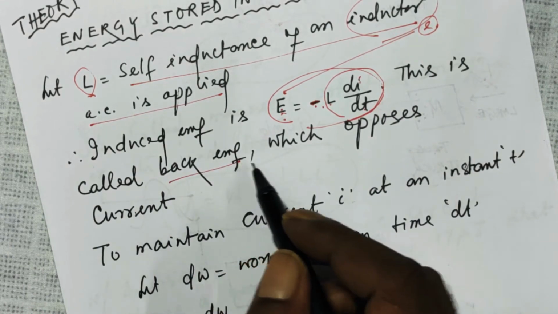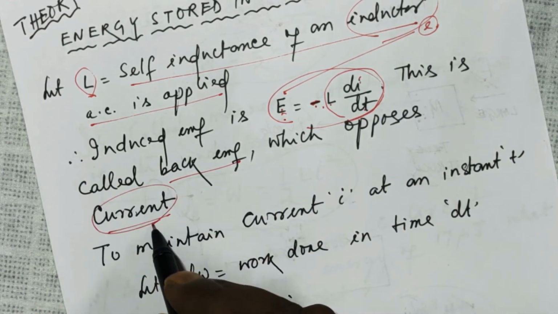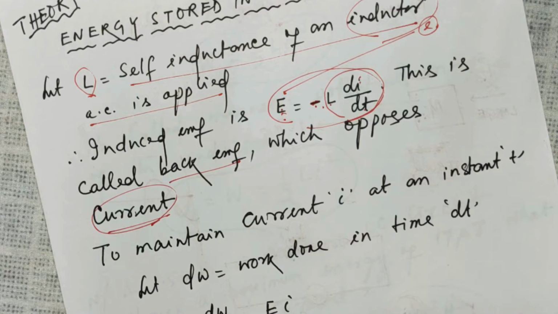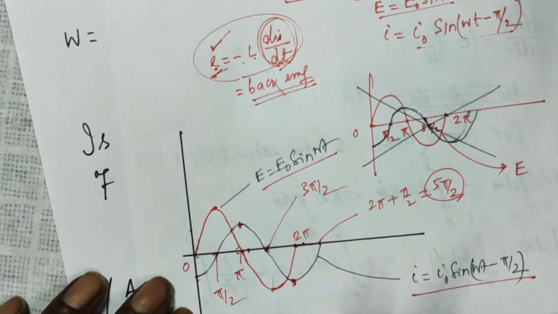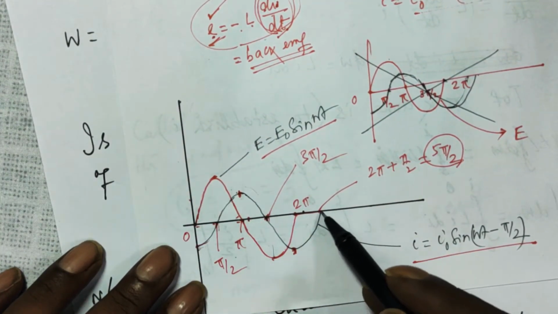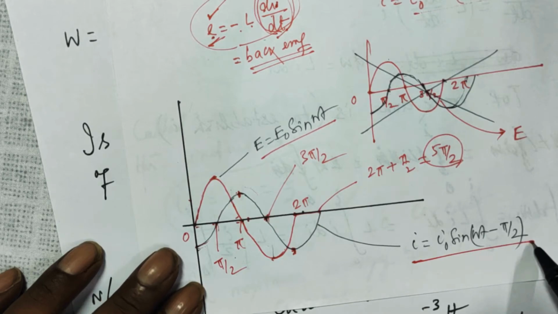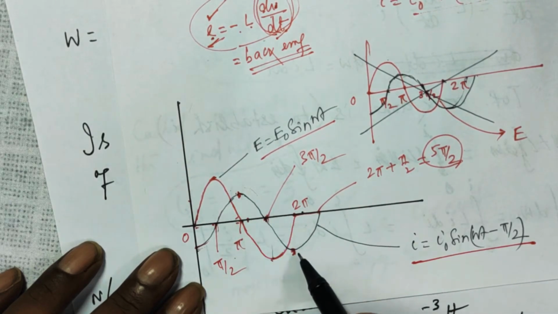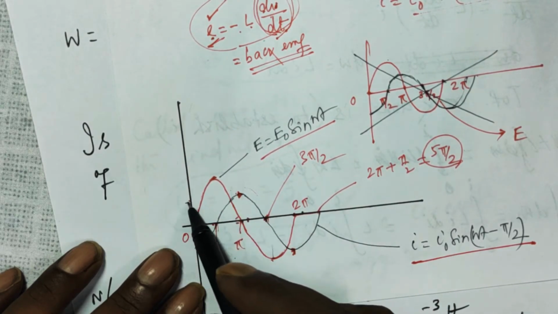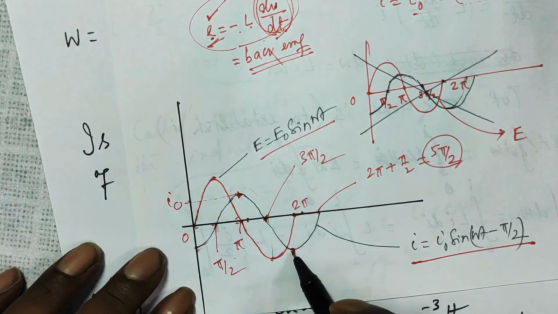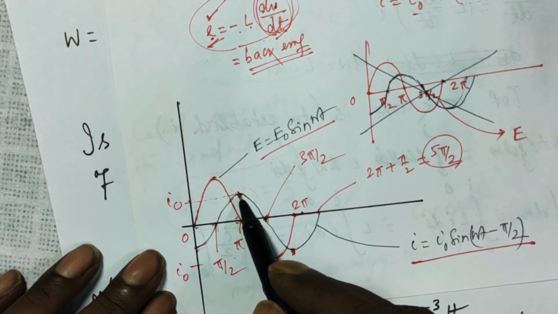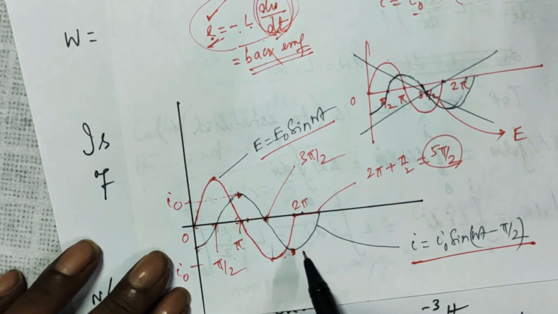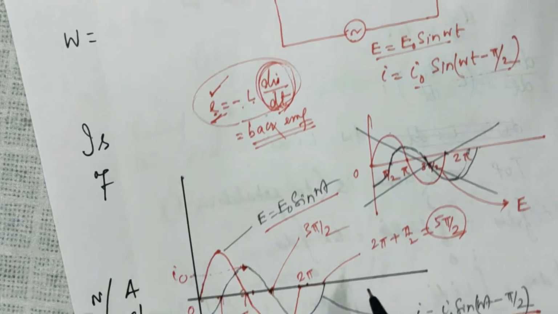This is called your back EMF, which opposes the current when the current is growing or decreasing, but not here. The black line represents the current, I is equal to I naught sin omega t minus pi by 2, but not at this point. Here the current is maximum, I naught. Here also the current is maximum in the opposite direction, I naught. Maximum, that is a constant, here that is a constant, means di by dt is equal to 0.